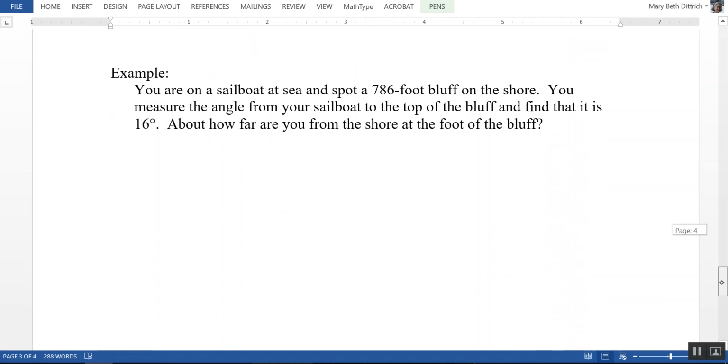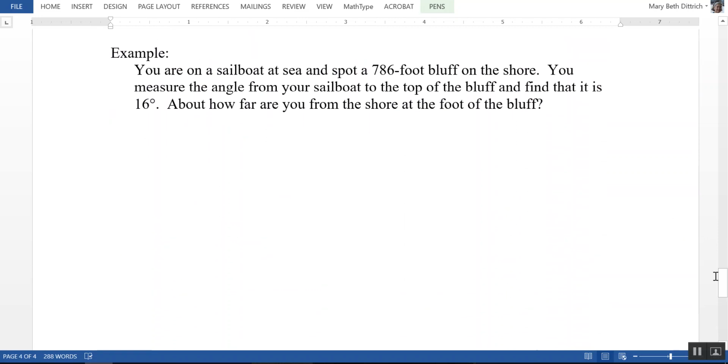These next couple problems we're going to take a look at should look familiar from geometry, so we're just going to use some of the basic trig functions that we learned back then. So, love this one. You're on a sailboat at sea and you spot a 786-foot bluff on the shore. You measure the angle from your sailboat to the top of the bluff and find that it is 16 degrees. You may remember angle of elevation and depression problems from geometry. How far are you from the shore at the foot of the bluff?